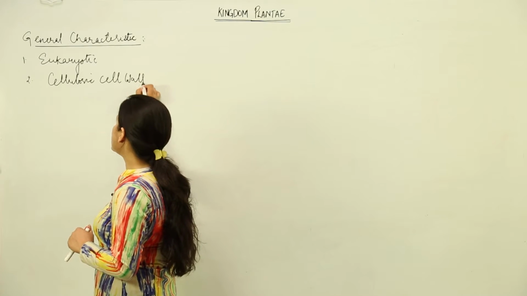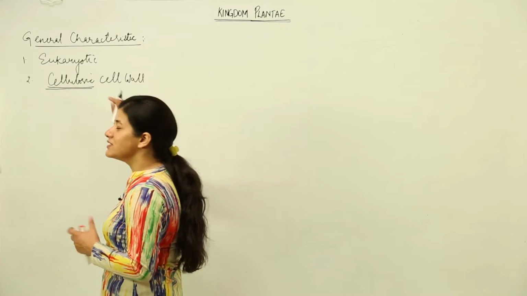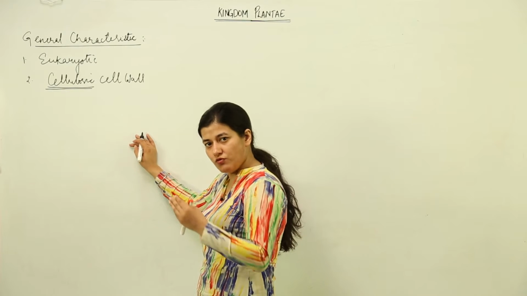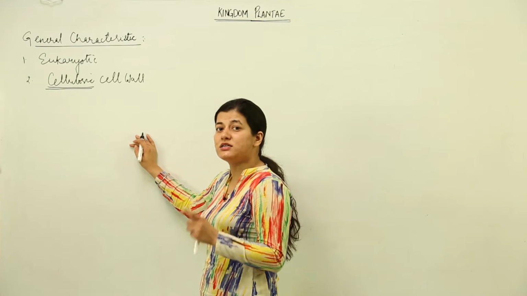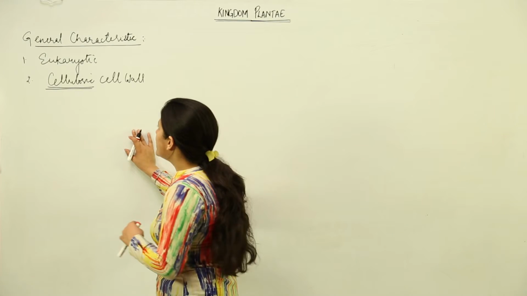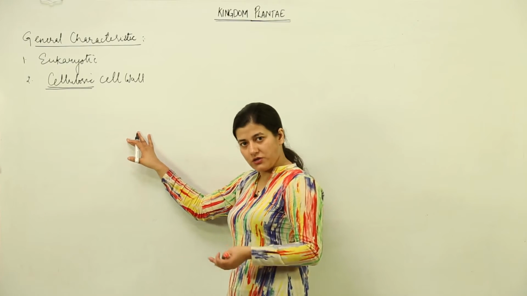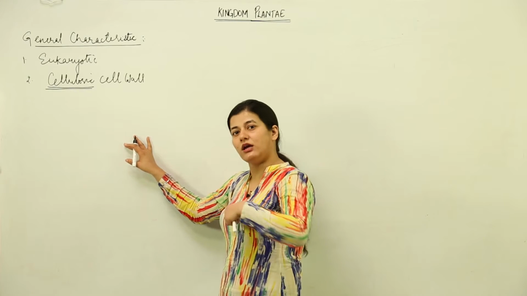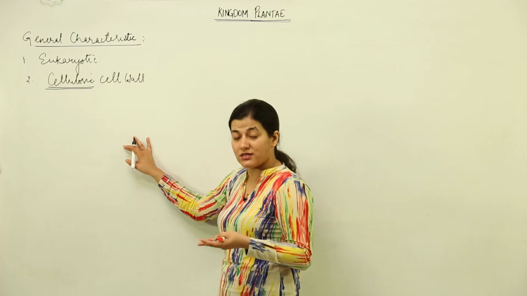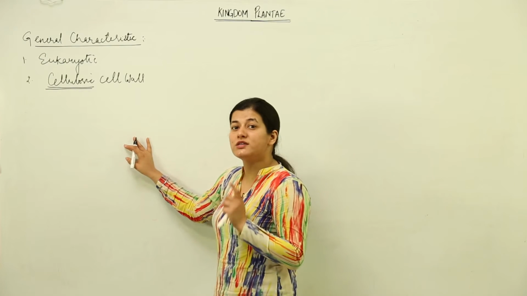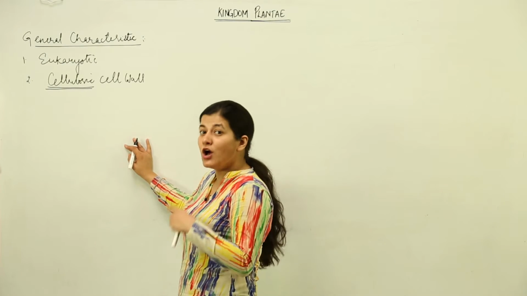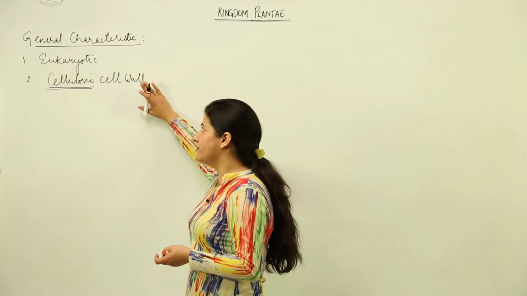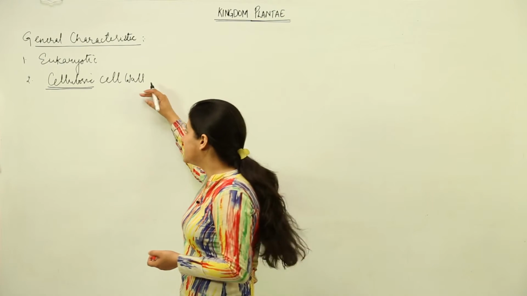When I say cellulosic cell wall, this cellulose is a rigid component of cell wall which does not allow the cell to move rapidly. That is why plants are non-motile. Otherwise, you must have seen in kingdom Protista and you are going to see in kingdom Animalia that there are certain unicellular organisms and organisms in totality which are multicellular. They are able to move because their cell wall is not rigid or the cell wall is almost absent. So the plants are having cellulosic cell wall. That is why they are non-motile.